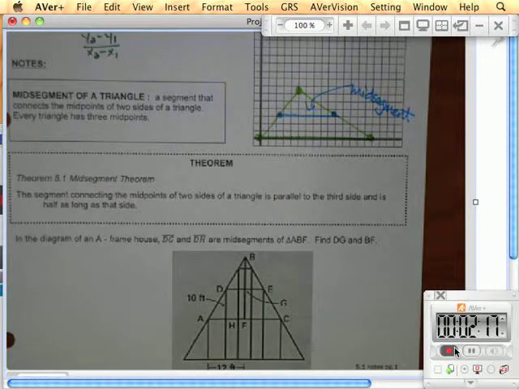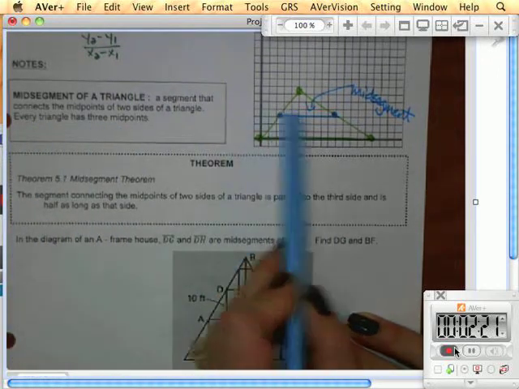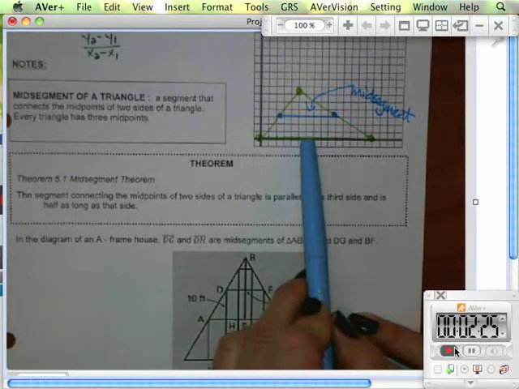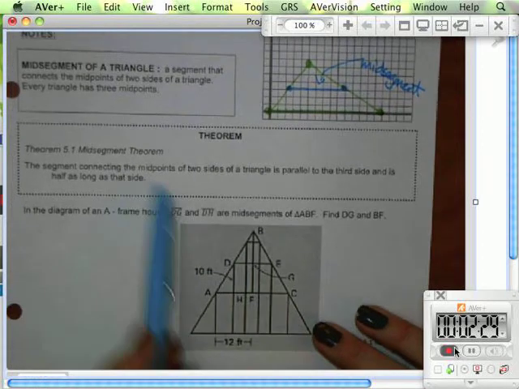Now, every triangle has 3 midpoints. There's one here, and one here, right? So it would also have 3 mid-segments if you want to look at it like that. We're just going to look at this one. So that's a mid-segment. There's a theorem based on that.